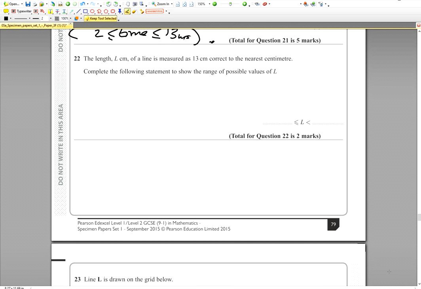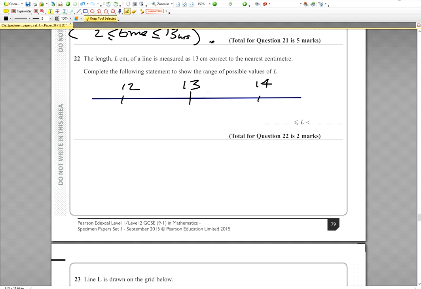The length L centimeters of a line is measured as 13 centimeters, correct to the nearest centimeter. Complete the following statement to show the range of possible values of L. Who's done this question? Quickly go. We have a 13 here, and we put the number 12 in the marker. Mr. Zaki, write this down, please. Number 14. So this line is very important.